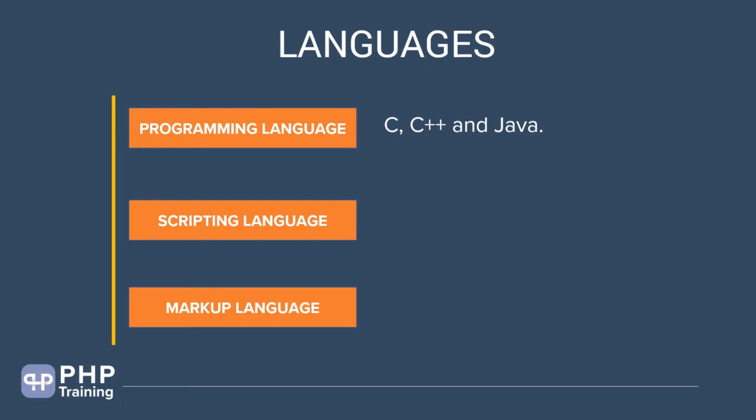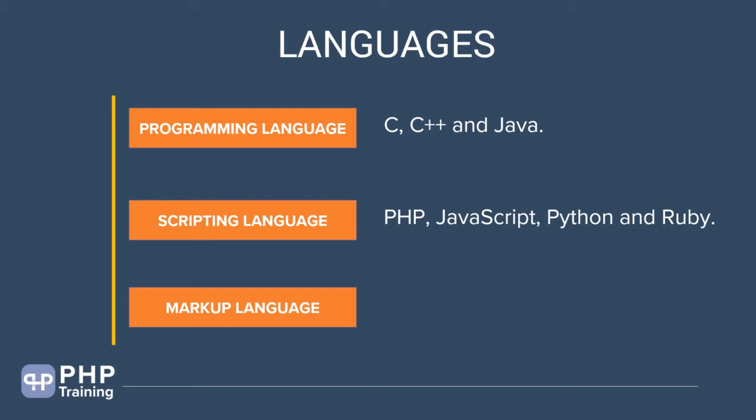Let's look at scripting languages. PHP, JavaScript, Python, and Ruby are scripting languages. They are built on top of the programming languages. Okay, they are not the underlying languages. They use C, C++, Java, or other programming languages, and they are built on top of them to solve a specific challenge.